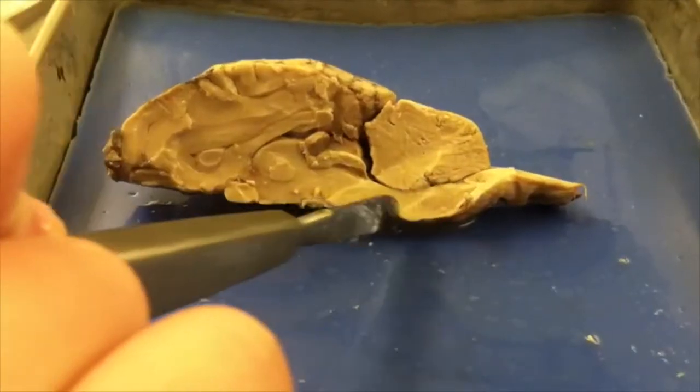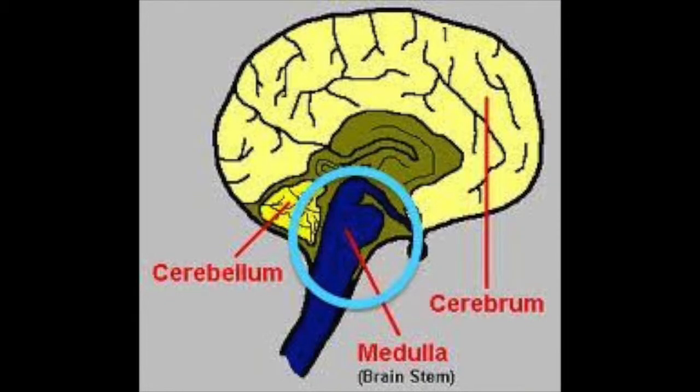This is the medulla. This part of the brain controls autonomic functions like breathing, digestion, heart and blood vessel function, swallowing, and sneezing. It also helps transfer messages from the spinal cord to the thalamus.